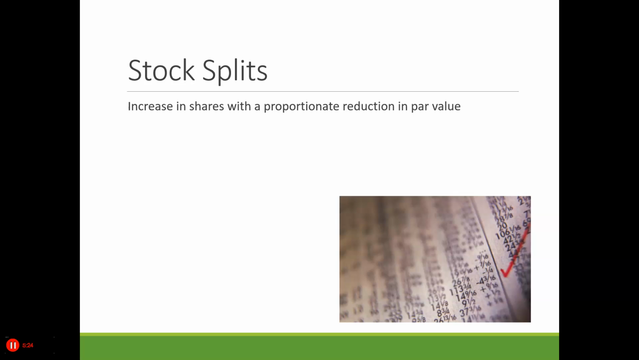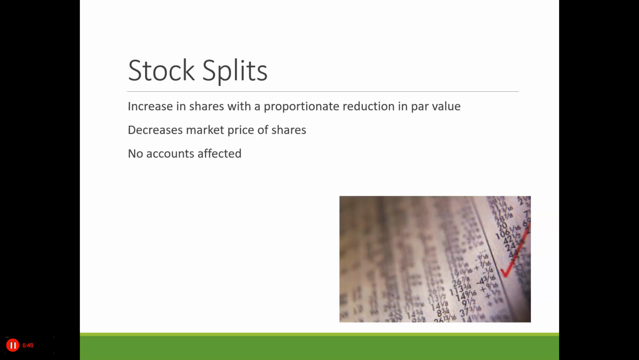Stock splits increase the number of shares. It causes an increase in shares with a proportional reduction in par value. It decreases the market price per share. Now, they used to do this a lot because people didn't want their average price to go up too high, but now it seems that people are leaving it alone because they want to show how much the value of their stock has grown. It has no effect on accounts.